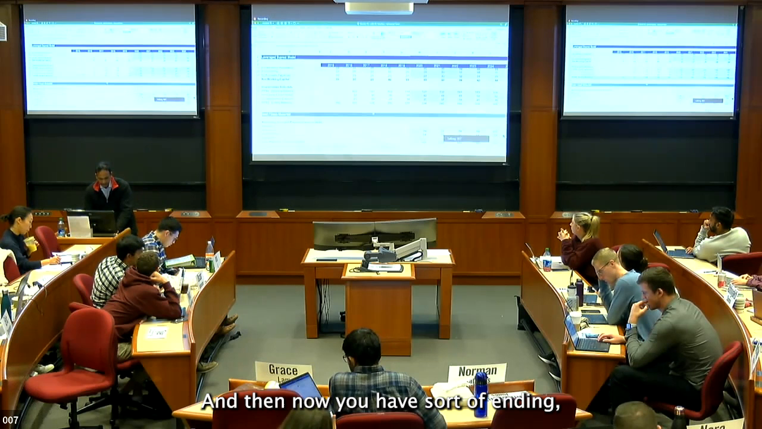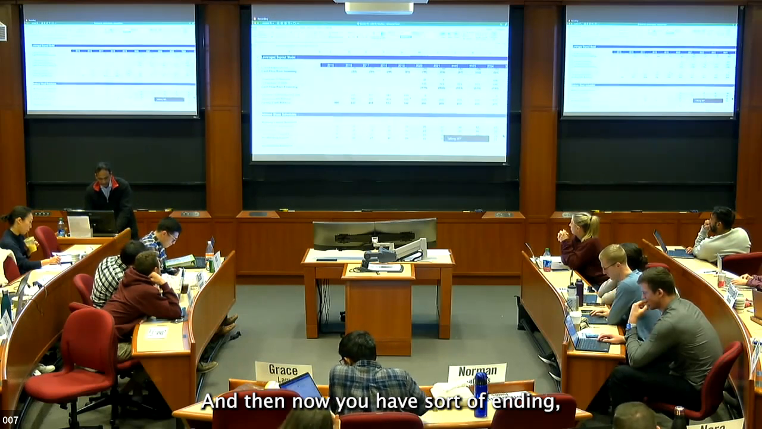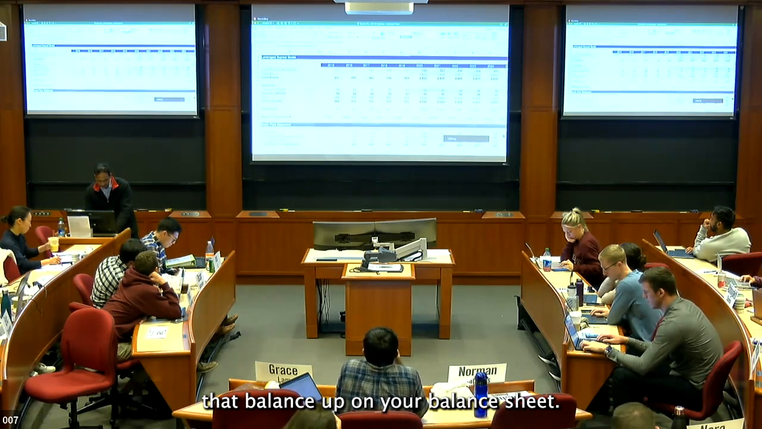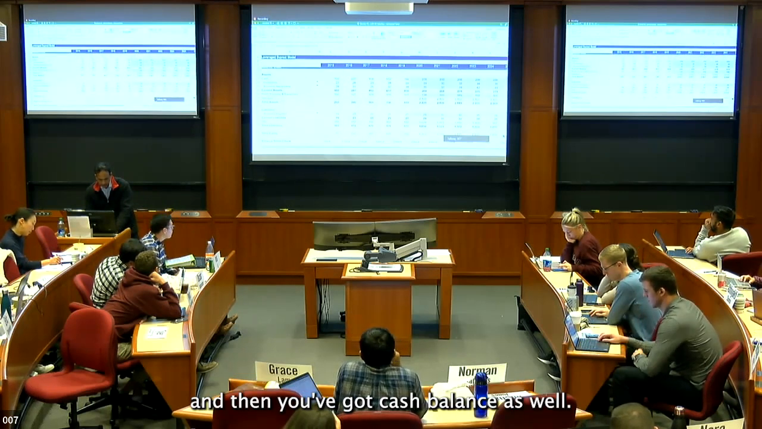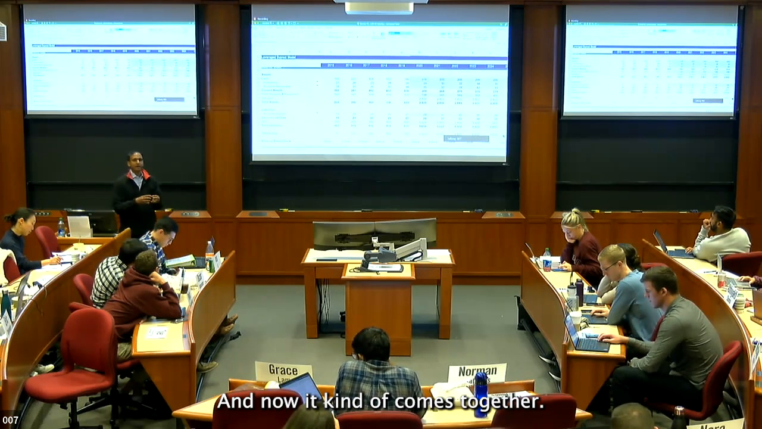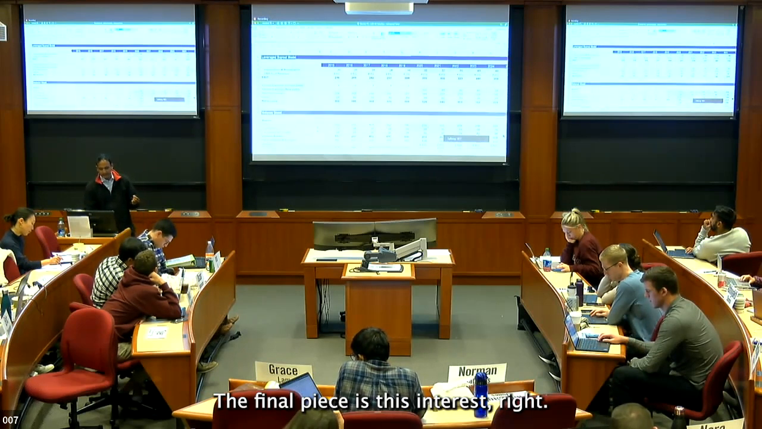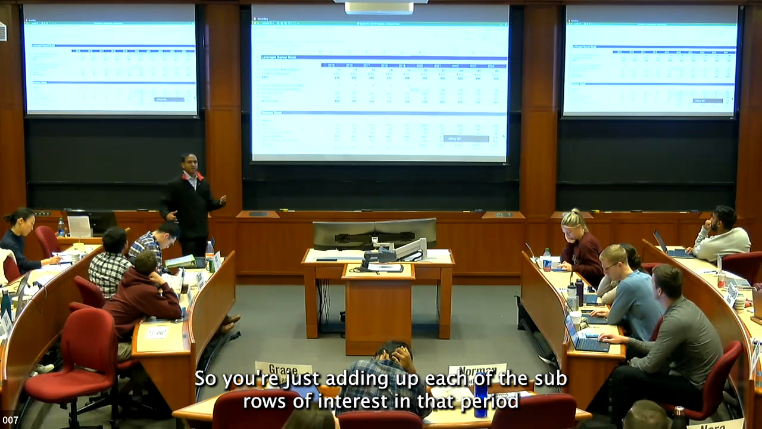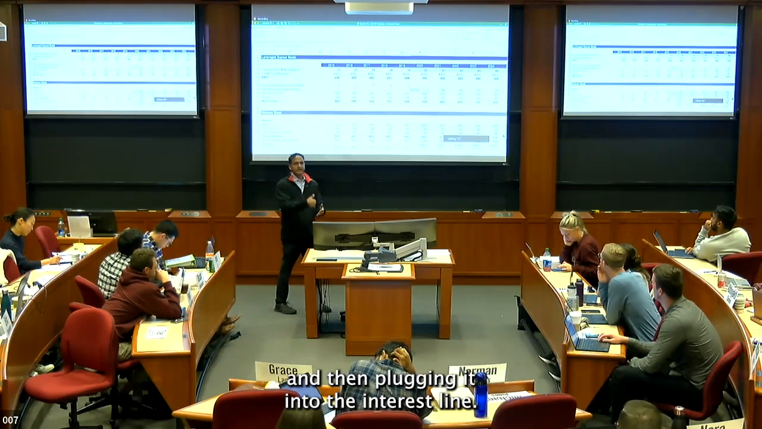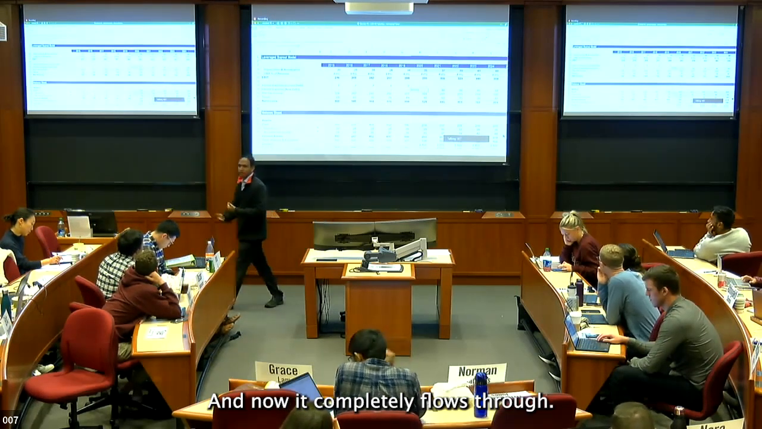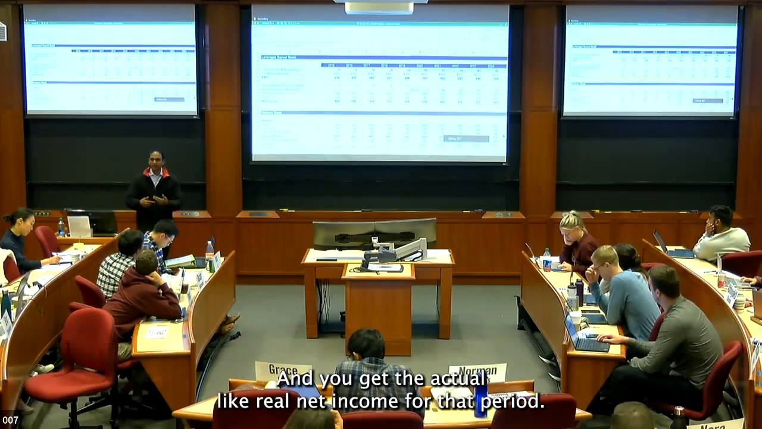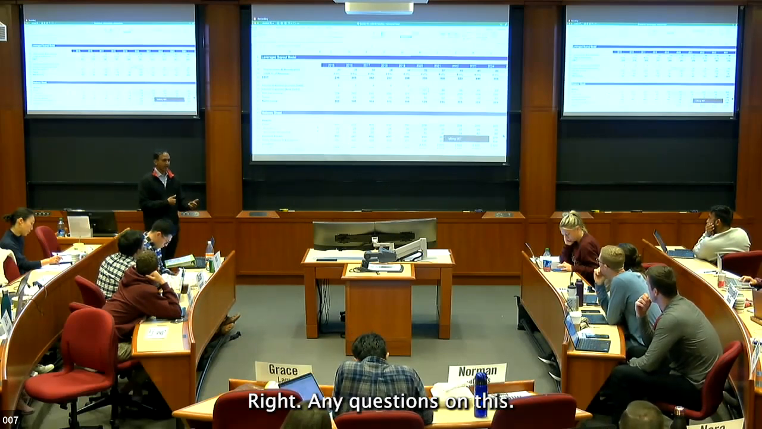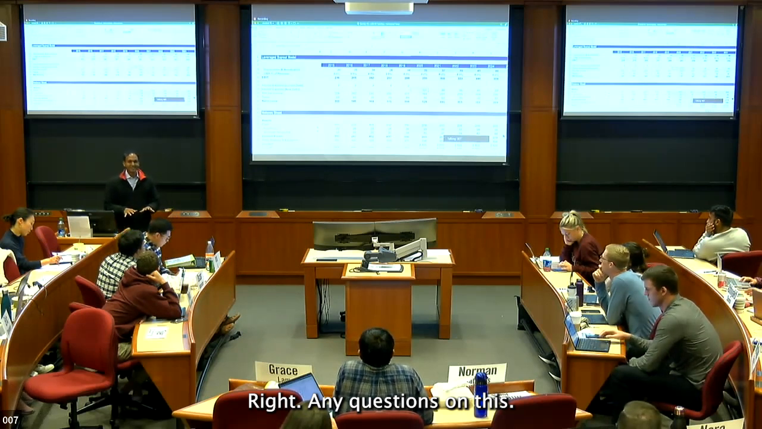And then now you have ending debt balance on your balance sheet. You've got ending debt balance, you've got goodwill, and then you've got cash balance as well. And now it kind of comes together. And the final piece is this interest, right? So you're just adding up each of the sub rows of interest in that period and then plugging it into the interest line. And now it completely flows through and you get the actual real net income for that period. Whereas in the past, it wasn't including that, right? Any questions on this? Yeah.